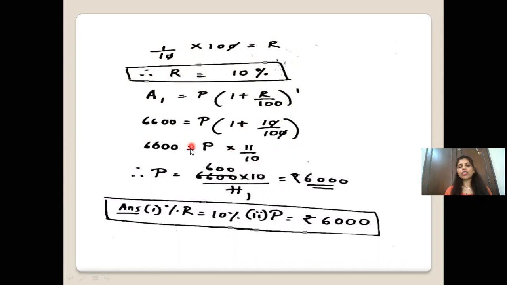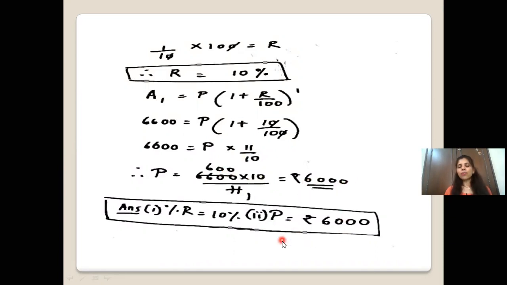Now this is multiplication. When you want to find the value of P, you take it to the other side. So your multiplication, here also you take the multiplication but take the reciprocal of this number. So it becomes 6,600 into 10 upon 11. And then when you cancel 11, you can see that it can be divisible: 11 6 is 66. So 11 ones are 11, 6 and double 0, because 0 you just write when you are dividing, and then 600 into 10 you get 6,000.